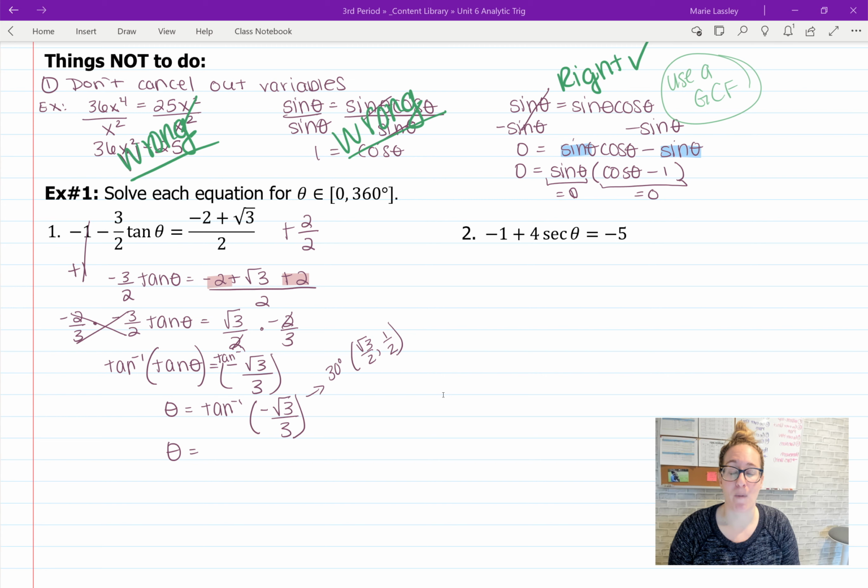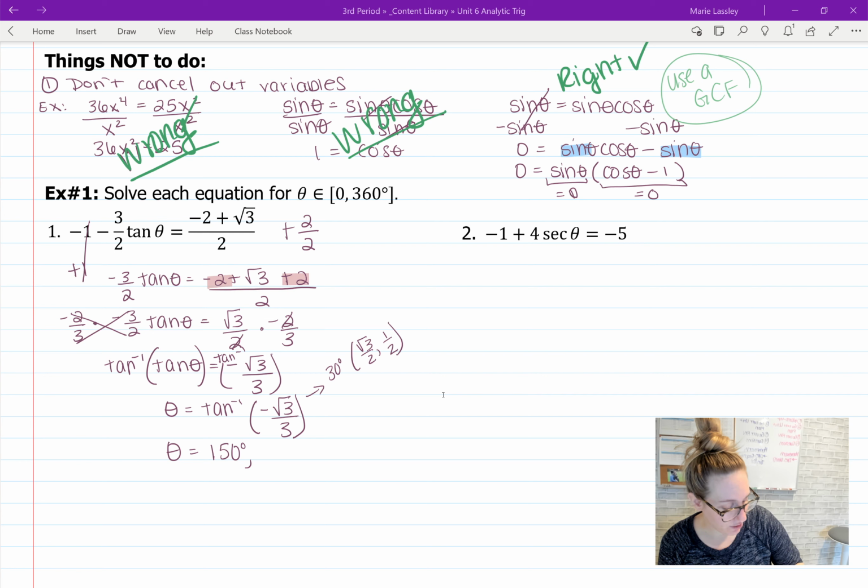All right, that's going to be in quadrant 2. We would have a negative tangent value, and my 30-degree angle in quadrant 2 is 150 degrees. So one of my answers is 150 degrees. The next quadrant where I have a negative tangent value is quadrant 4. In quadrant 4, my 30-degree angle is 330 degrees. So my other solution is 330 degrees.